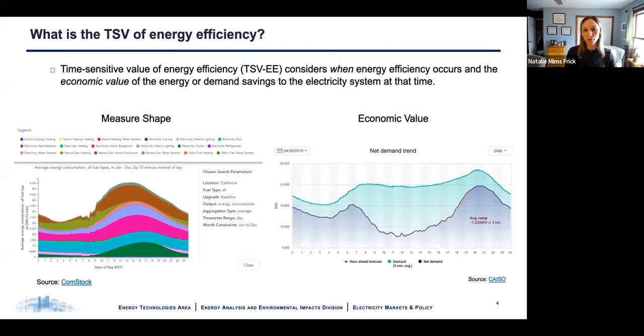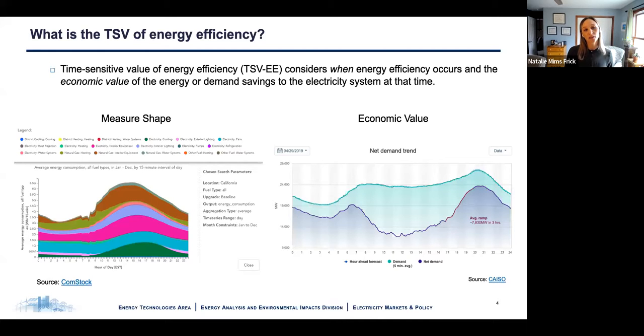Before I talk about our new tool, I want to provide some background about what the time-sensitive value of efficiency is and why we created this calculator. So the time-sensitive value of efficiency considers when efficiency occurs and the economic value of the energy or demand savings to the electricity systems at that time.